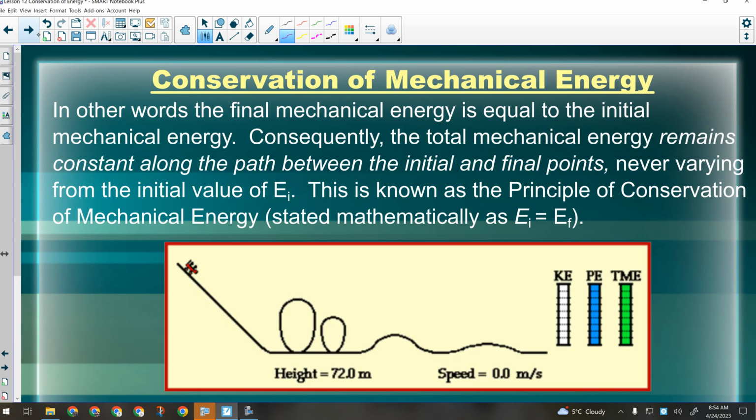All right, so in other words, our final mechanical energy is equal to our initial mechanical energy. So that means the total mechanical energy remains constant along the entire path between the initial and final points. It never changes. Okay? So if we were watching this car go down this hill here, at its initial point, all of the energy would be potential, and none of it would be kinetic. We'll say it's not even moving yet. And the total mechanical energy line would be full.